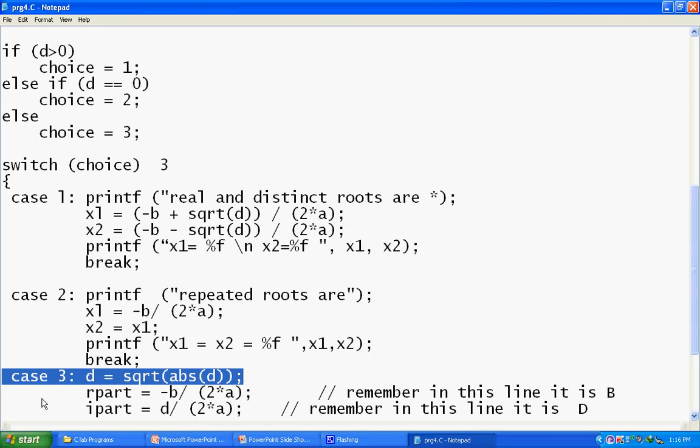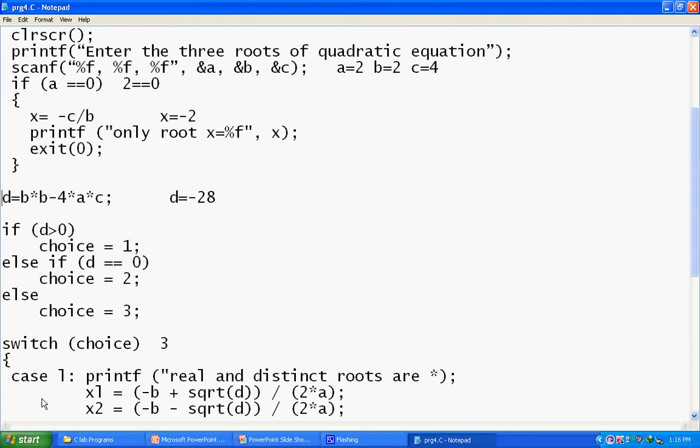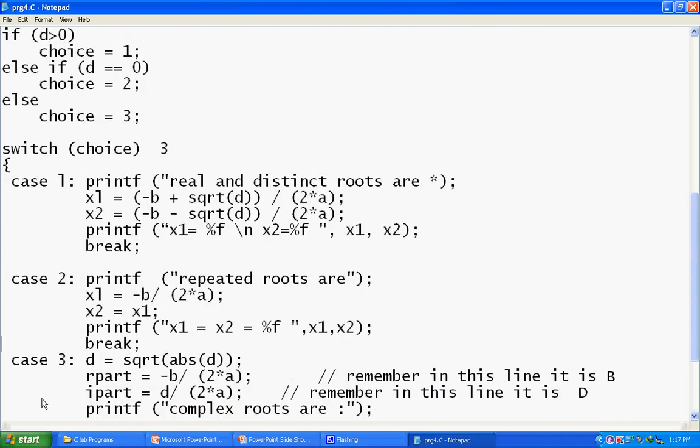In case 3, we are directly going for finding the complex roots, because, as I already told, we will get complex roots only if the value of d is negative, as we cannot find a square root of a negative number. So, moving on to the third part, case 3, where I am finding d equals square root of absolute of d. As we know, the value of d here is minus 28. I cannot find the square root of minus 28 here.